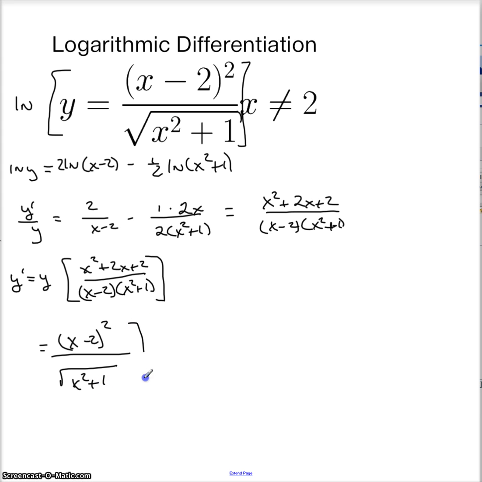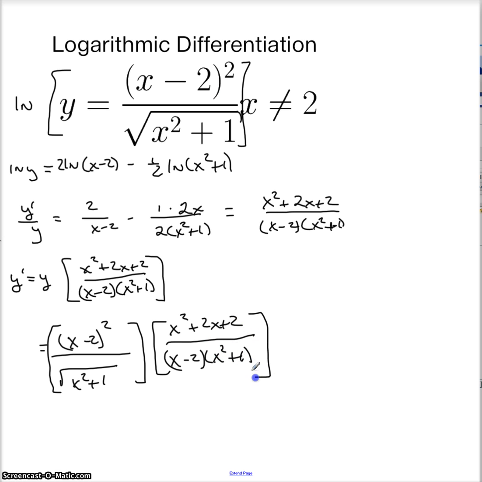Okay, so there's y. And let's see what we've got here, times x squared plus 2x plus 2 divided by x minus 2 times x squared plus 1. All right. Now I can do a little bit of simplifying here. That's a little bit easier. Let me change pen colors. One of those will go away.